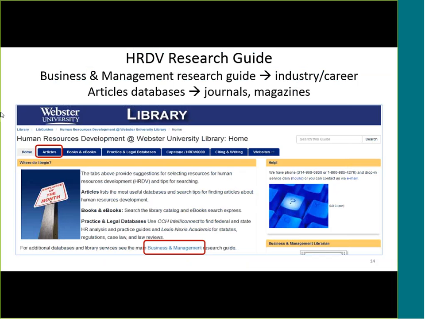Then, back at the HRDV Research Guide, we'll take a look under the Articles tab to see how to find topical articles from journals, trade publications, and business and popular magazines in the Business Source Complete database.